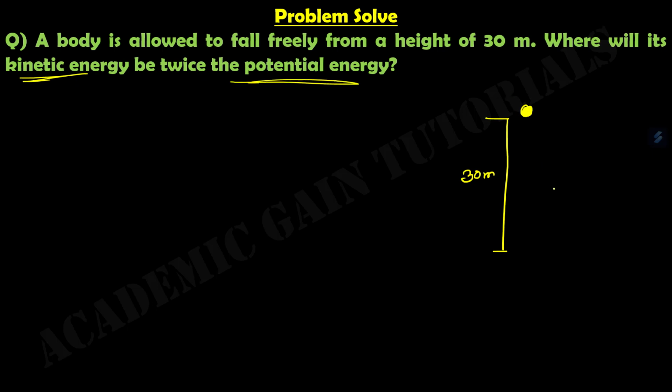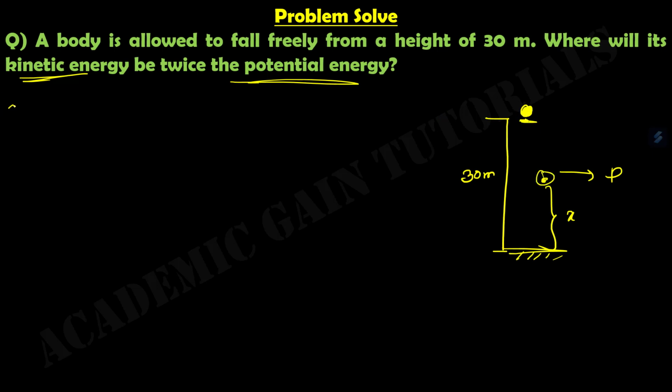Suppose we take a point x. Suppose this is the point P, which we measure from the ground. This is the ground, so this is the height x. We say that at this point P, the kinetic energy is twice the potential energy. So now I have to find out the kinetic energy at point P.